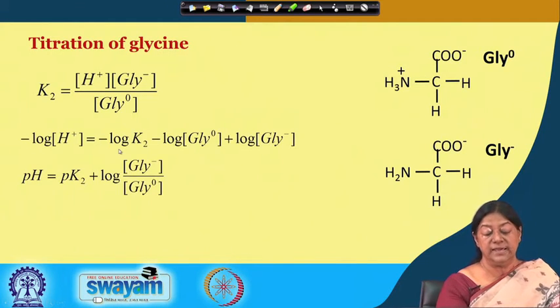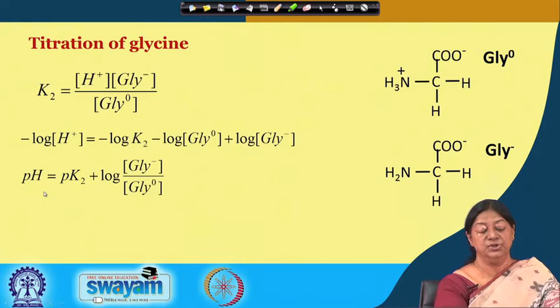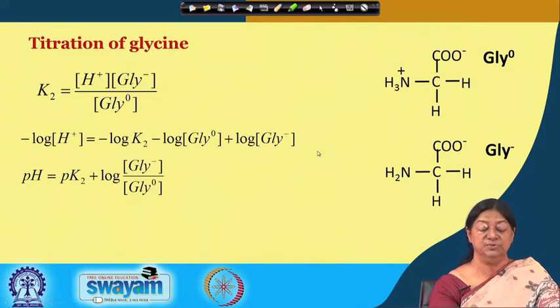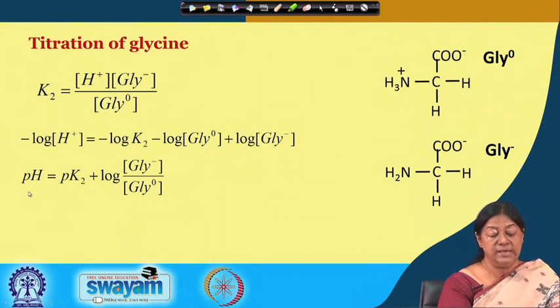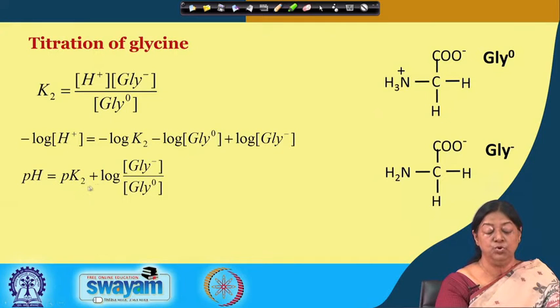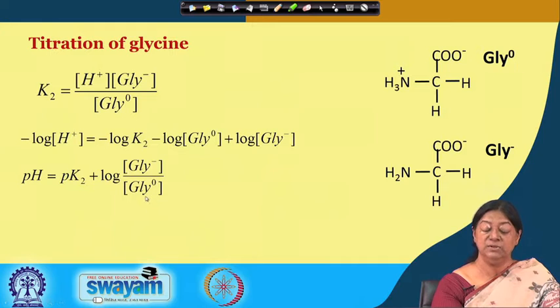We can do the same algebra as we saw with the Henderson-Hasselbalch equation. We get that the pH is equal to pK2 plus log of Gly minus over Gly 0, because Gly 0 is now the acid and this is the conjugate base.